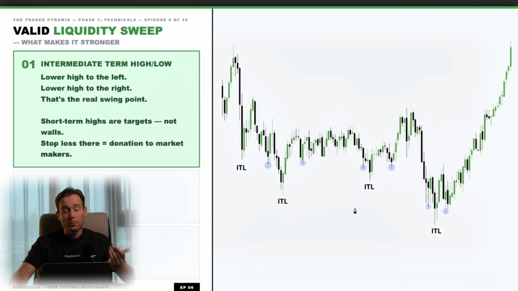Because to understand what makes a higher low stronger or weaker, you need to know what intermediate term highs and lows are. An intermediate term low is a low with a swing low to the left and a swing low to the right. These blue buttons are short-term lows, and this is an intermediate term low. Same here, two short-term lows in between an intermediate term low. Those intermediate term lows are the highest probability lows. If you're just going to randomly mark out swing highs, you're maybe going to mark out short-term highs and lows, which are way less likely to hold than intermediate term highs and lows.